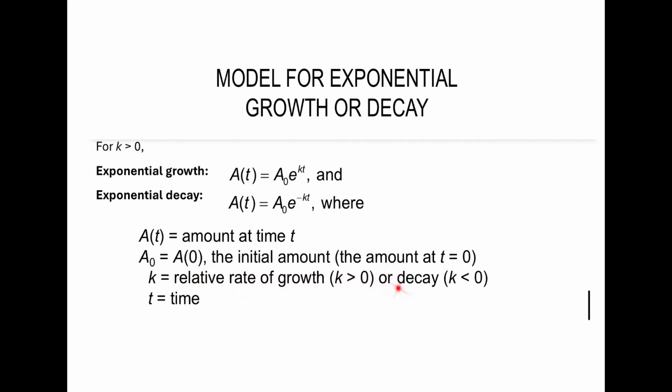With the money, it was the interest. Or decay. If k is more than 0 it's growth, or if k is less than 0, it's a decay. And here we have negative k there. So when k is a negative number, in other words, we see decay. When k is a positive value, we see growth. And t, of course, is time.